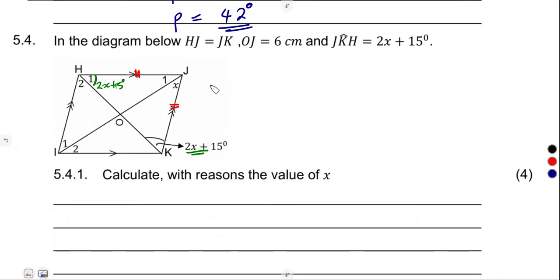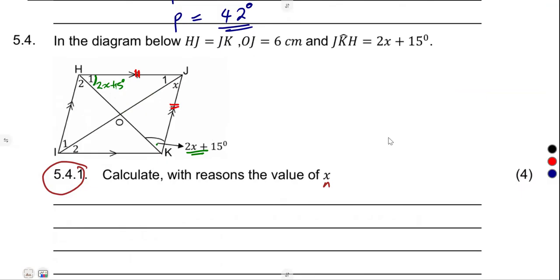Then also O to J is 6 centimeters, and the angle from this one is 2x plus 15. Okay, no problem. So the question here was 5.41, calculate with reasons the value of x. Angle x there, which is at J.